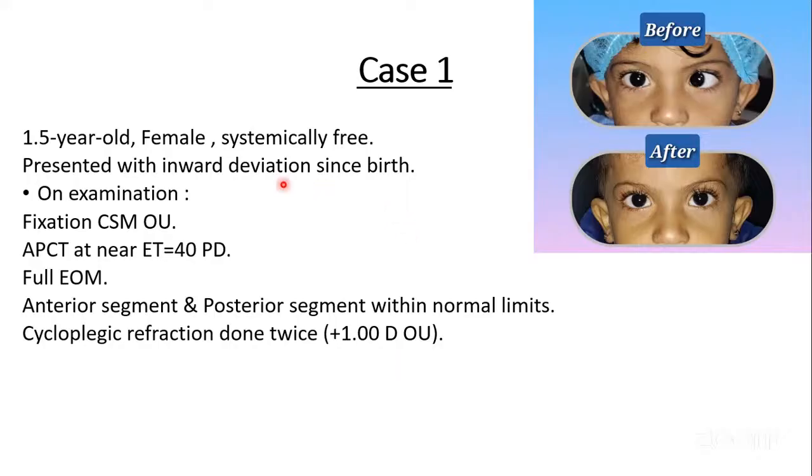How did we know? Firstly, the history: the deviation started since birth. It is a moderate to large angle esotropia, 40 prism diopters, with full extraocular motility and a normal anterior segment.